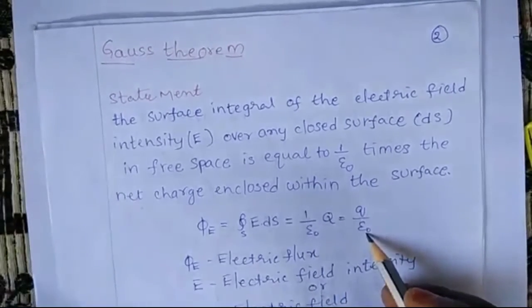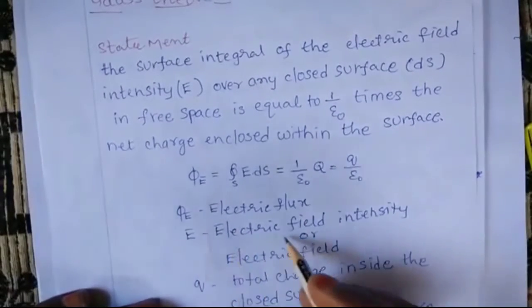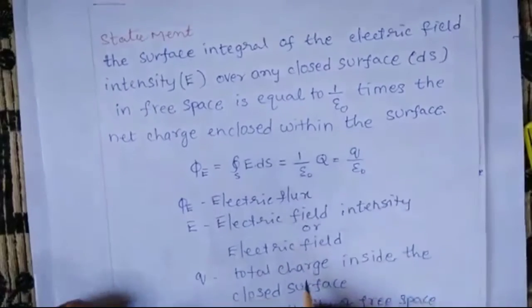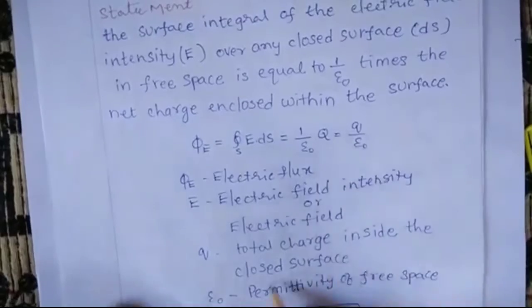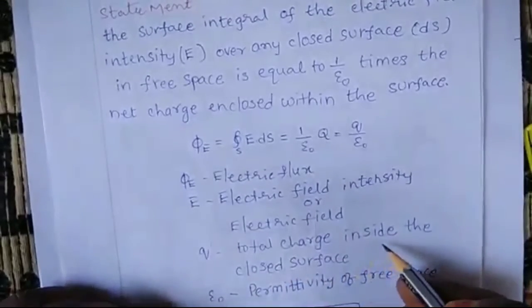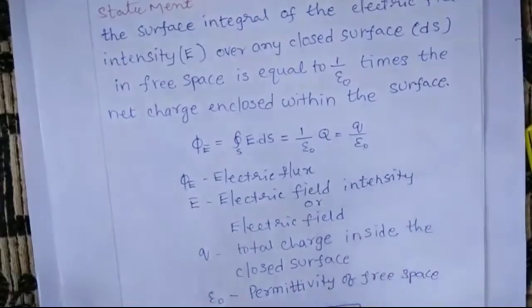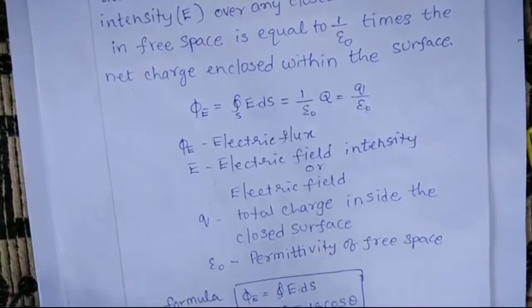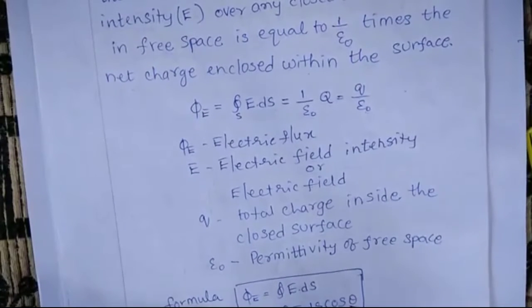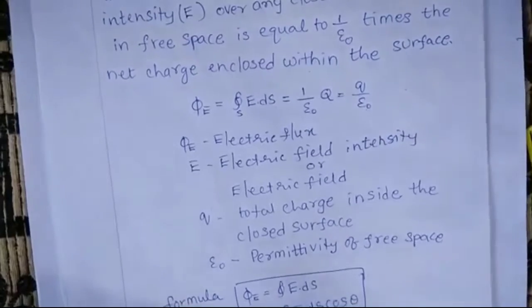Here phi E is electric flux, E is electric field intensity, Q is the total charge inside the closed surface, and epsilon naught is the permittivity of free space. So we can use the formula phi E equal to integral E ds cos theta according to the dot product, and phi E is equal to Q by epsilon naught. This is the Gauss theorem statement.